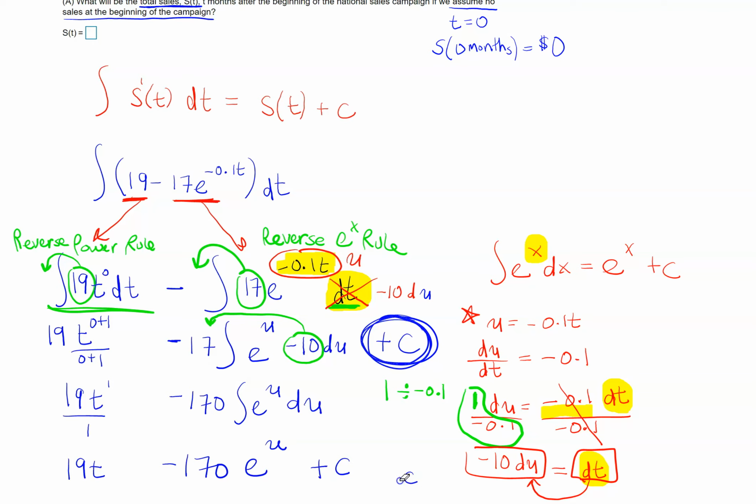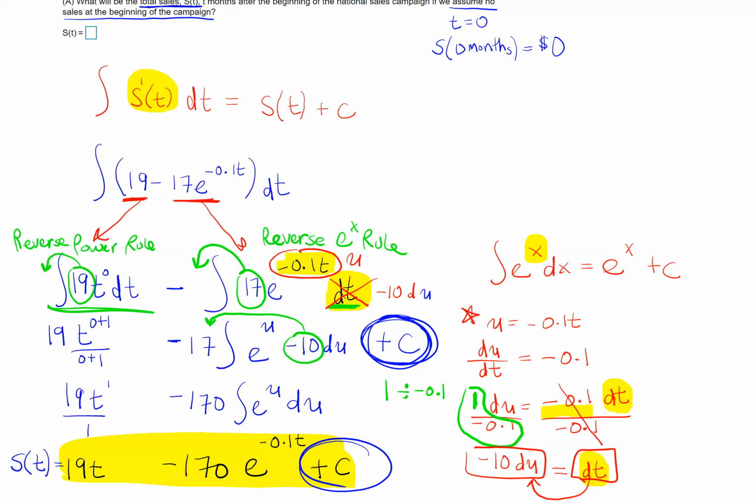And now I just need to unsubstitute that u in my exponent. So this u is going to get replaced with negative 0.1 t. Okay, and remember, we were reversing my marginal sales. So the thing we just created by following these reverse rules, by working backwards, was the sales function. So this is s of t. Okay, but remember, this is generic. This is generic s of t, just assuming any input or output are going in. But we need to make this a specific function.